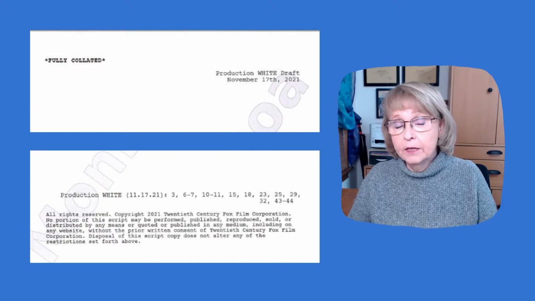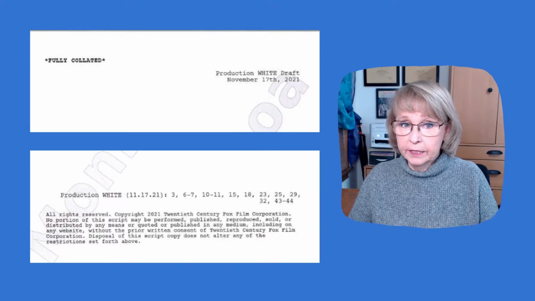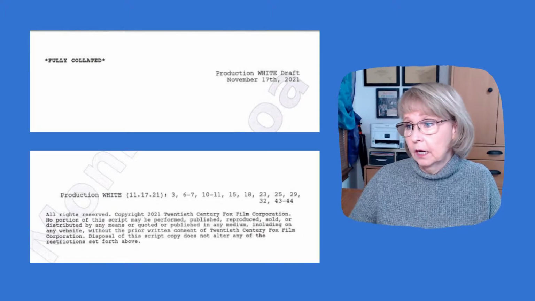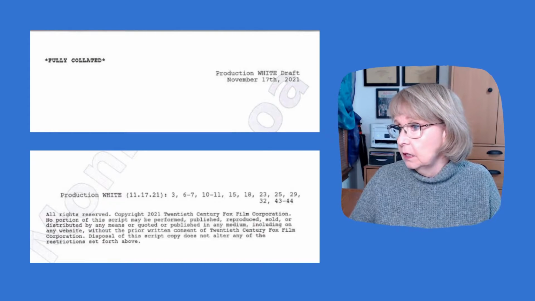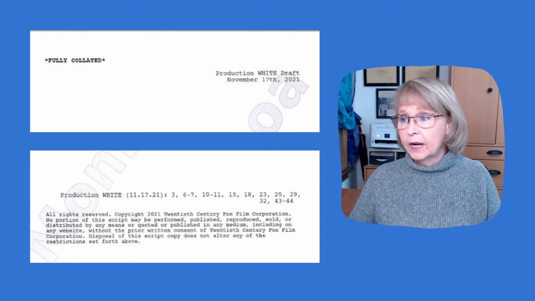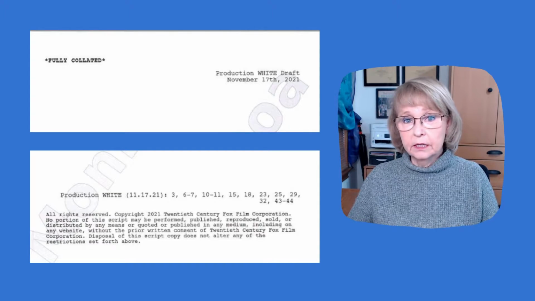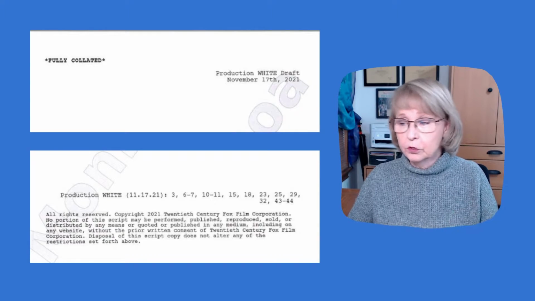All right, and then if you look at the bottom, it has what draft it is. It also has the pages that were changed in that draft. For example, the scenes it's showing are scene 3, 6 through 7, 10 through 11. So whatever that previous draft was, the network draft, these were the changes from that previous draft. All right, and then of course you have your disclaimer.